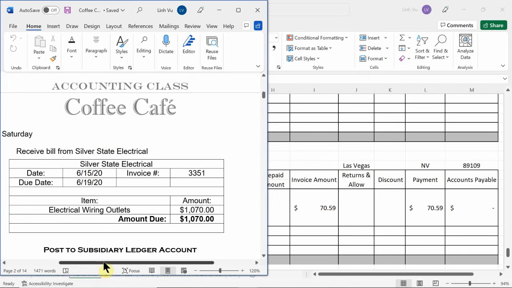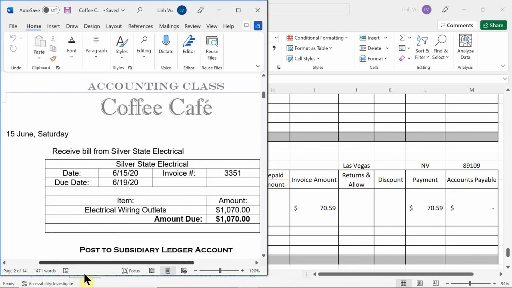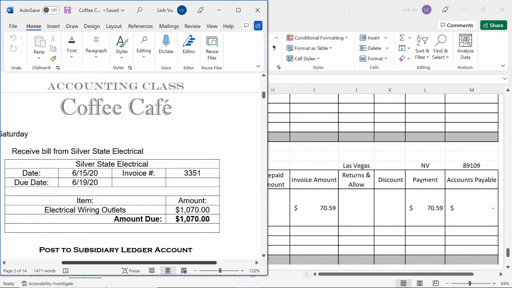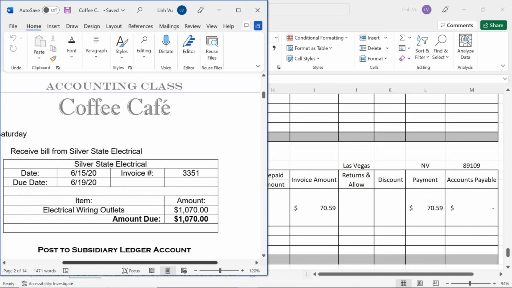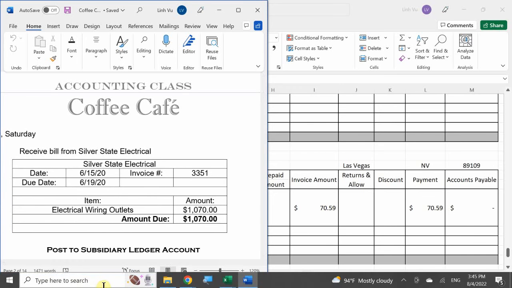Okay. We are now officially still on Saturday, June 15, and we actually end up receiving a bill from Silver State Electrical. Let's see what happened. So they billed us on June 15, right? They gave us X amount of days to pay, so they are expected to have received a payment by June 19. The invoice number right here is 3351, and it says right here electrical wiring outlets for 1070. Okay.